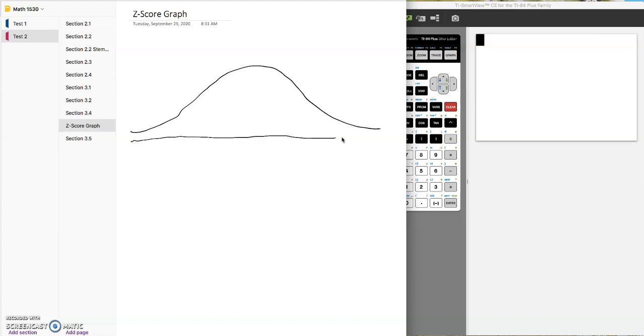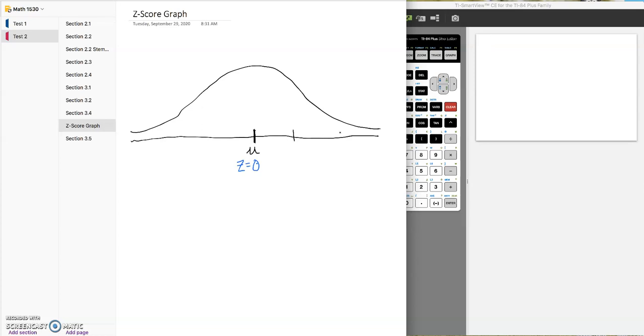So here's our regular normal curve. Remember, the mean is right in the middle. The corresponding z-score is 0. Because remember, a z-score is the number of standard deviations we are away from the mean. So if we're at the mean, we haven't gone anywhere away from it, so we're 0 away from it.